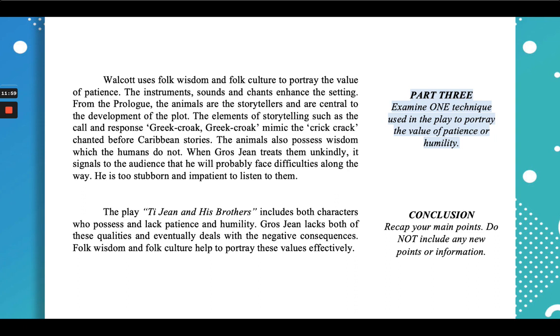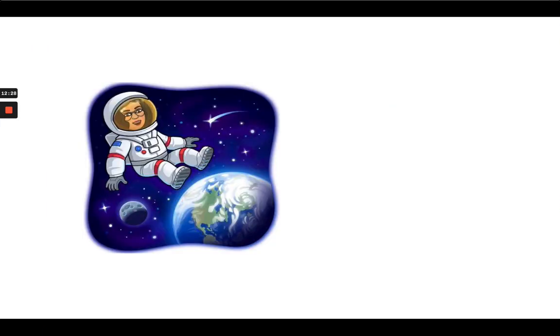Finally, we conclude. We recap the main points, but we do not include any new points or information. Keep it short and sweet. So, the play, Teja and His Brothers, includes both characters who possess and lack patience and humility. Goja lacks both of these qualities and eventually deals with the negative consequences. Folk wisdom and folk culture help to portray these values effectively. And here we've come to the end.